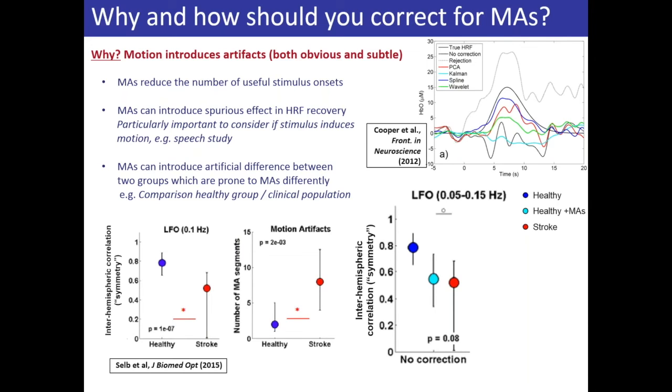So Juliet did something interesting. She took the motion artifacts, or those parts of the signal from stroke patients, and literally added them to healthy subject data, and then did her analysis. And this is without any correction or removal. Here you see, this cyan one is healthy plus motion artifact. And now actually we lost the significance in difference between hemispheric correlation.